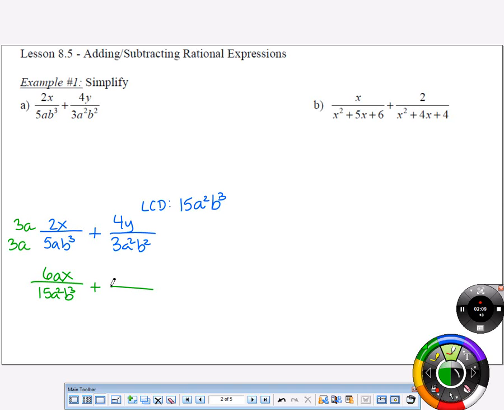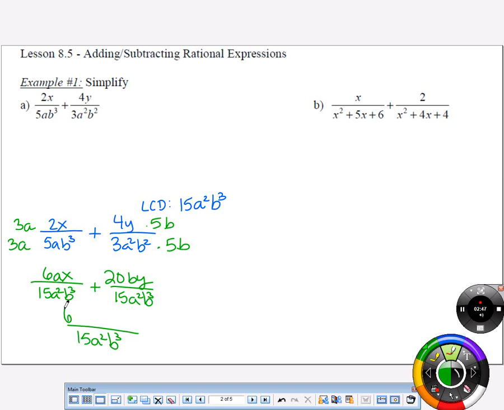For the second fraction, what do I need to multiply numerator and denominator by? 5b. So that'll make 15. I already have a squared, and then that'll make b cubed. So 15a squared b cubed, and I got matching denominators just like I want. And then don't forget to do that same operation to the numerator. So that'll give me 20 times b times y. Okay. So when I add the fractions together, my denominator stays the same. That was the purpose in creating the common denominator. And in the numerator, I need to add 6ax with 20by.